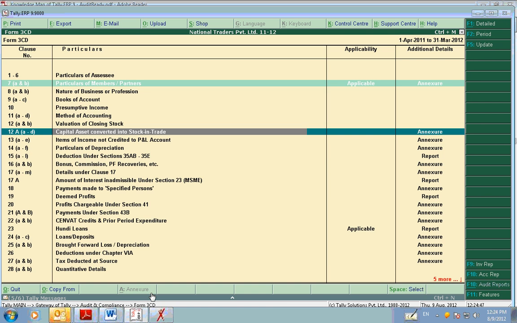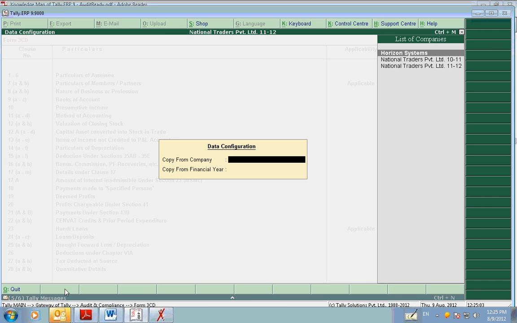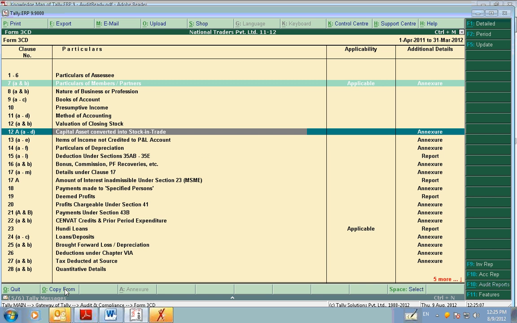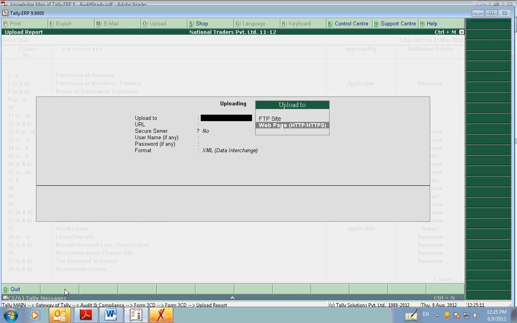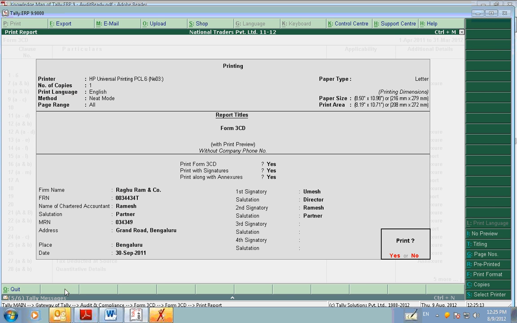So now, if you feel this entire Form 3CD is applicable in line with the other things as you audited, and if it is a similar branch or company with entire details similar to this, you can still copy this entire information onto the other company's data or another financial year's data. Now we'll try to print this.